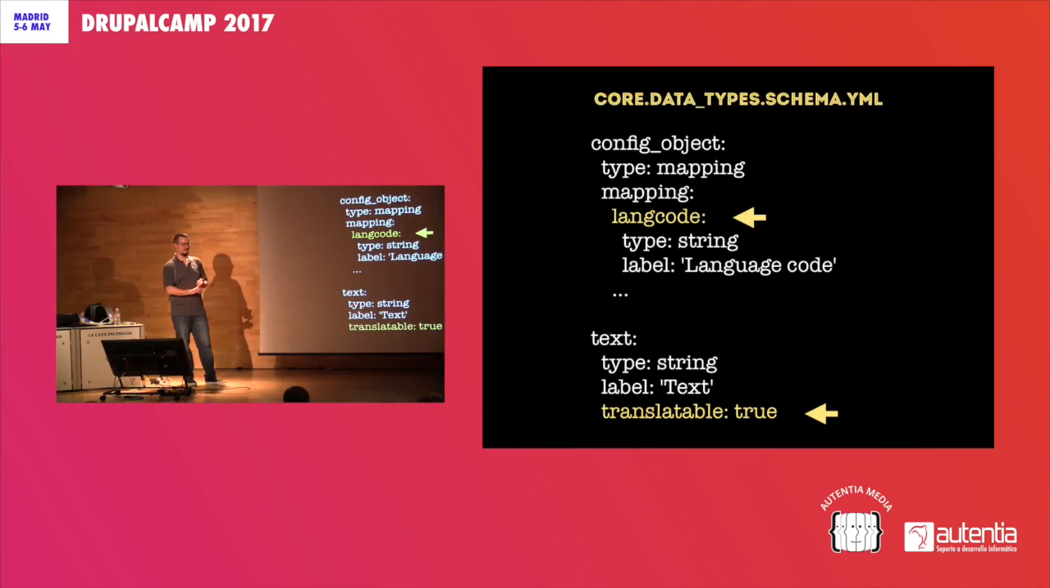Like in Drupal 8, we have data types and we have schemas. So we have to define how our configuration looks like, the structure of this configuration. And you have typed data. So you can say that some string is a text, and this will mean that it's translatable. And you have your langcode, so the language of your configuration is saved with your configuration.